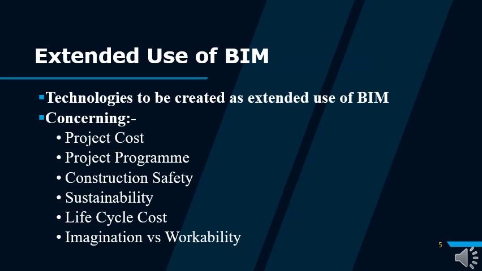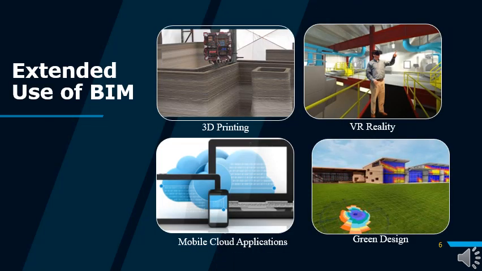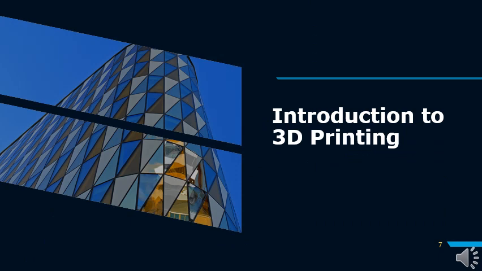Extended use of BIM aims at enhancing and improving the construction project in aspects of cost, time, and quality. It's also concerned about construction safety, sustainability, lifecycle costs, and ensured workability with innovative designs. 3D printing, VR, mobile app, and green design are some examples of extended use of BIM. We are now focusing on one of the extended uses, 3D printing.